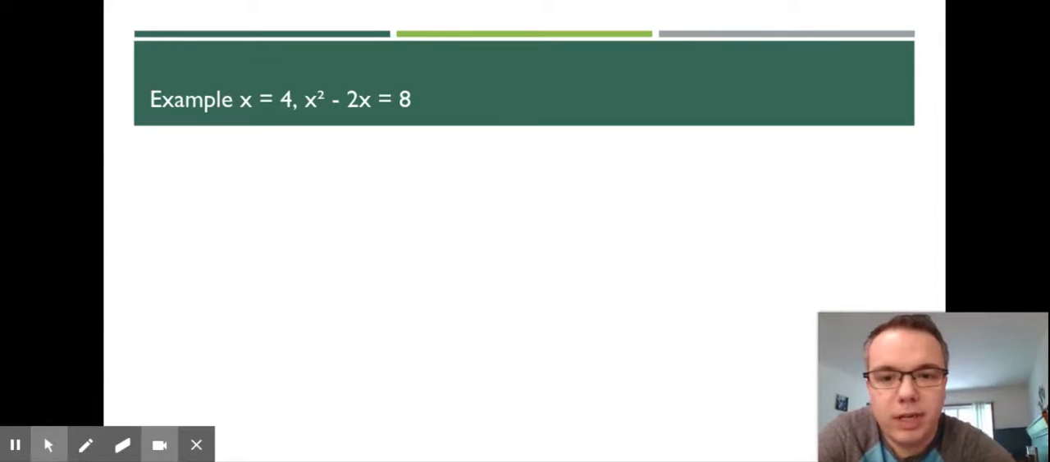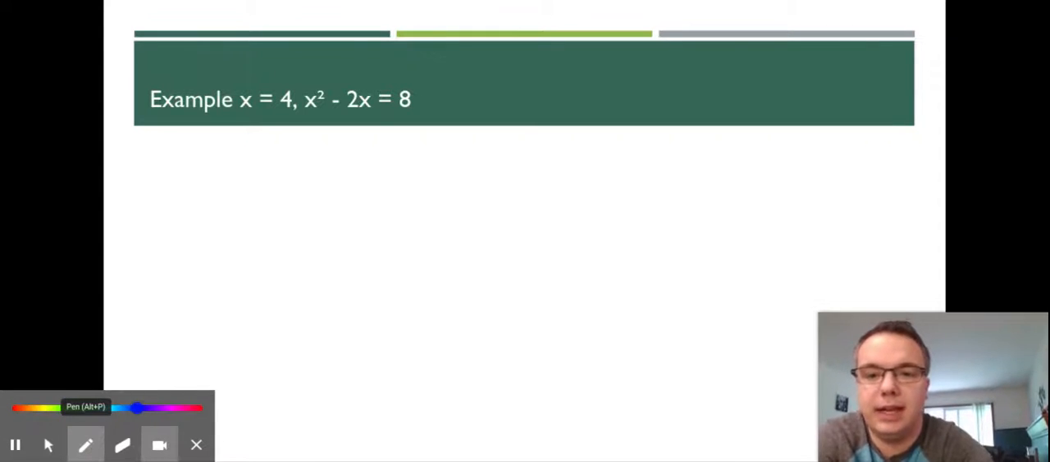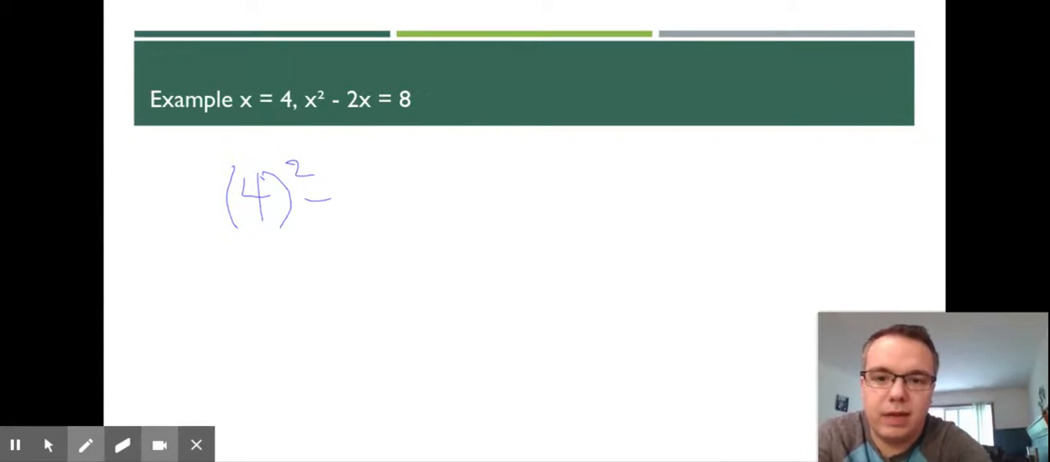All right, last example. We have x equals 4, and we're going to check, is that a solution to the equation x squared minus 2x equals 8? So this equation, notice, has two x's. And just like when we were evaluating expressions, if we had more than one variable of the same kind, we changed all those variables to our value. So we're going to do that again. So I have an x squared, so I'm going to change that to 4 squared, and I have a negative 2x. I'm going to change that to a negative 2 times 4. So notice I changed both x's to 4.